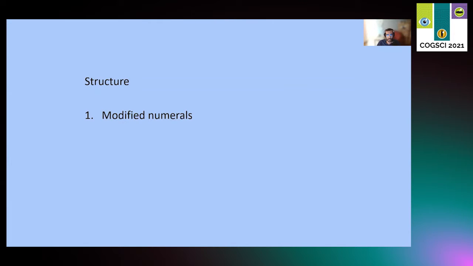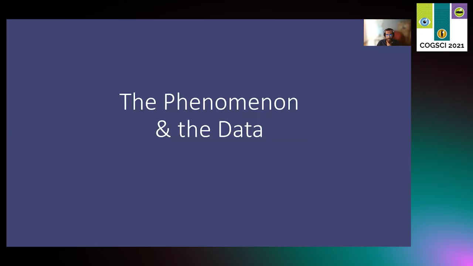I'm going to just say a little bit about modified numerals in general, then talk about previous literature on the problem, and finally present an RSA model that addresses some of the questions that arose from previous literature. Okay, the phenomenon and the data, first of all.